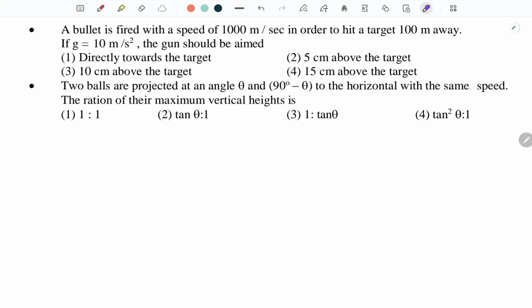Alright, let us try to solve the next set of questions. A bullet is fired with a speed of 1000 meters per second. Bullet is fired with a speed of 1000 meters per second in order to hit a target 100 meters away. Hit a target 100 meters away. G is equal to 10 meters per second square. The gun should be aimed directly towards the target, 5 centimeter above, 15 centimeter above, 10 centimeter above.